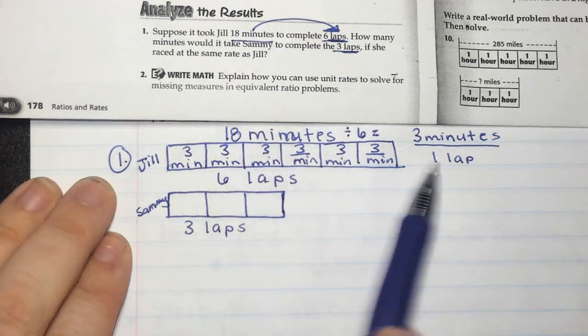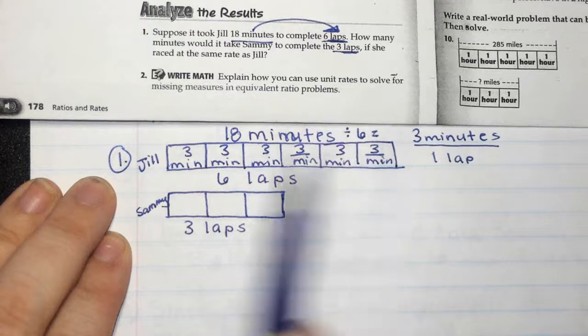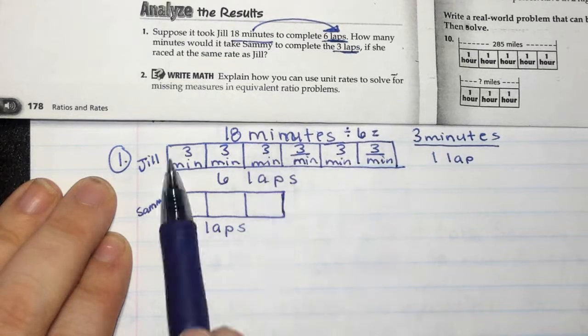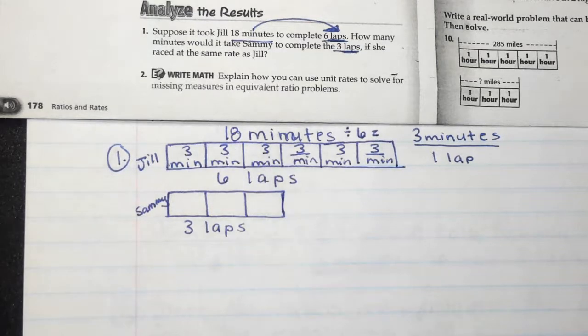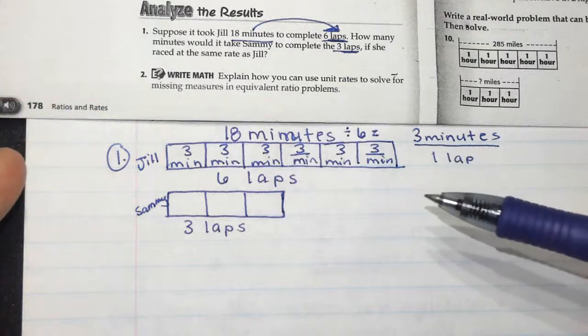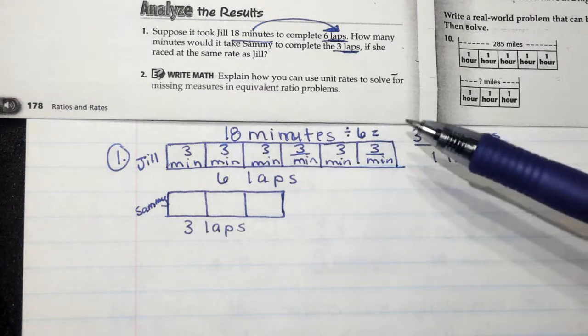We know each of these boxes represents a lap. And if I add up those 3 minutes in each box, how much do I get? 18 minutes. Isn't that what we were given? Yes. So does all of that information match up with that ratio? Yes. Now, guys, this information is going to help me with Sammy's.